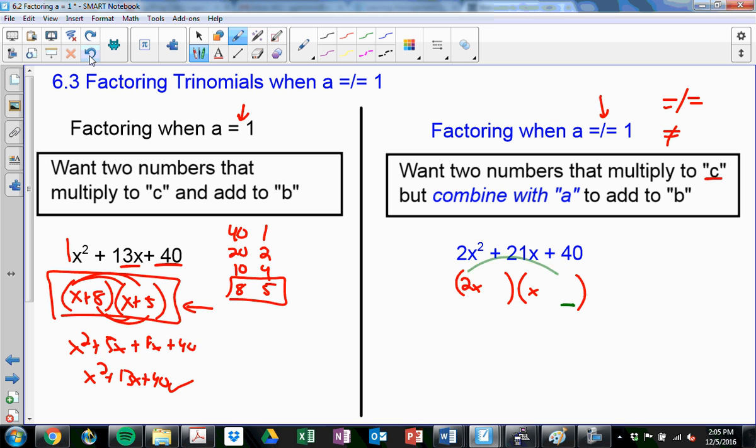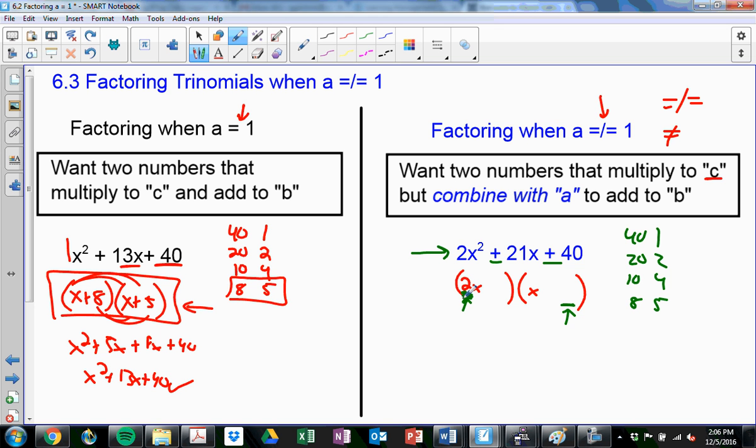So when I say it has to combine with a, that means whatever number goes here multiplies by this a value. So the factors of 40 haven't changed. They're 40 and 1, 20 and 2, 10 and 4, 8 and 5. And everything's positive, so I don't have to worry about negatives right now. Well, none of these things add up to 21. But this value here isn't 1, so I can play with this 2.